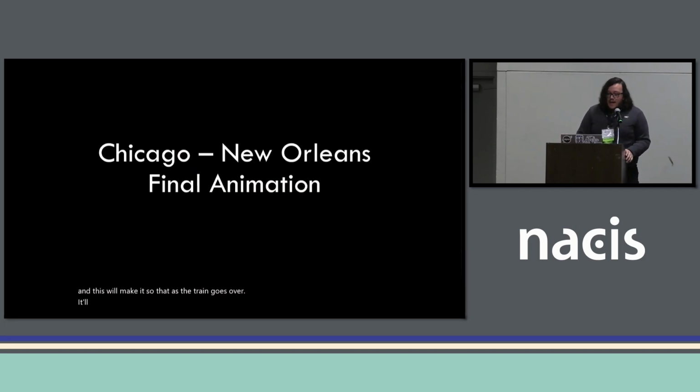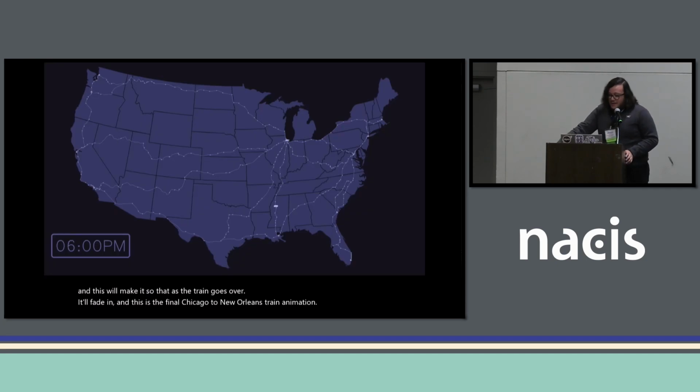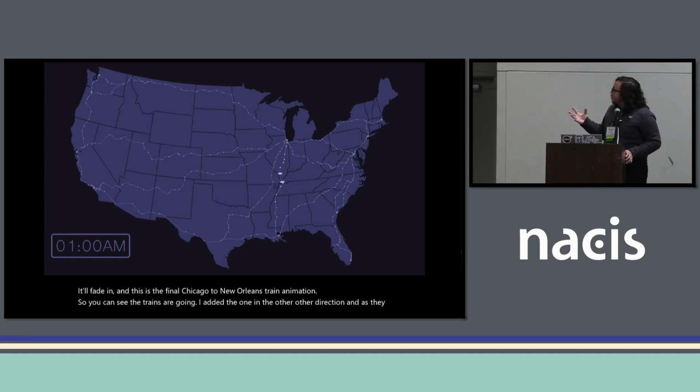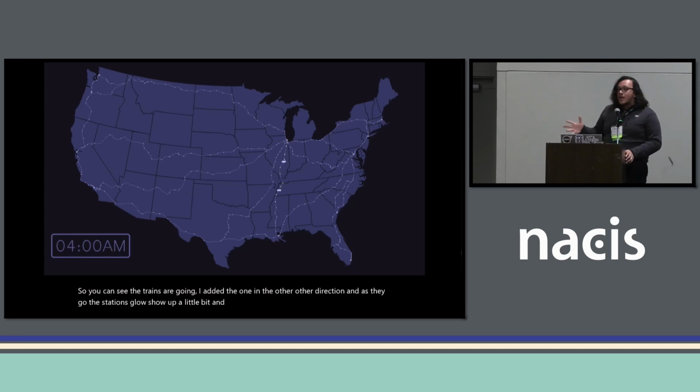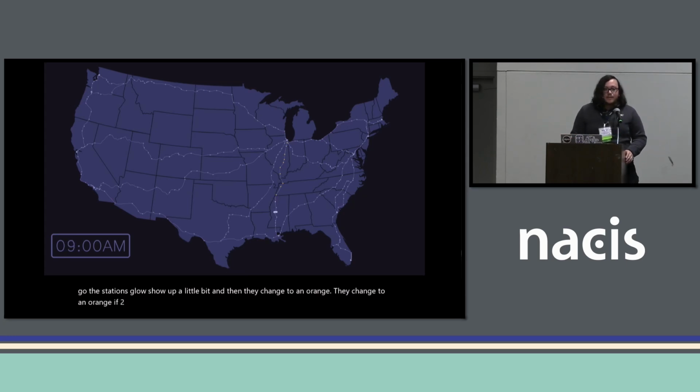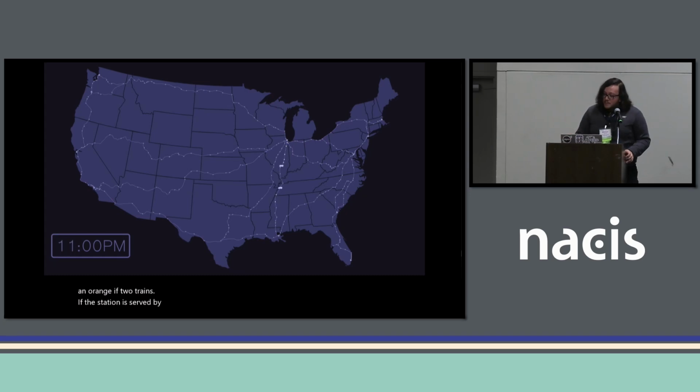And this is the final Chicago to New Orleans train animation. So you can see the trains are going. I added the one in the other direction, and as they go, the stations glow, show up a little bit, and then they change to an orange. They change to an orange if the station is served by train overnight in both directions.